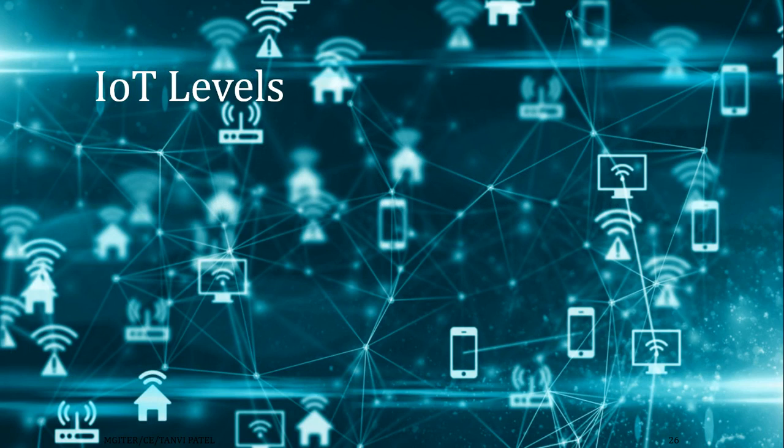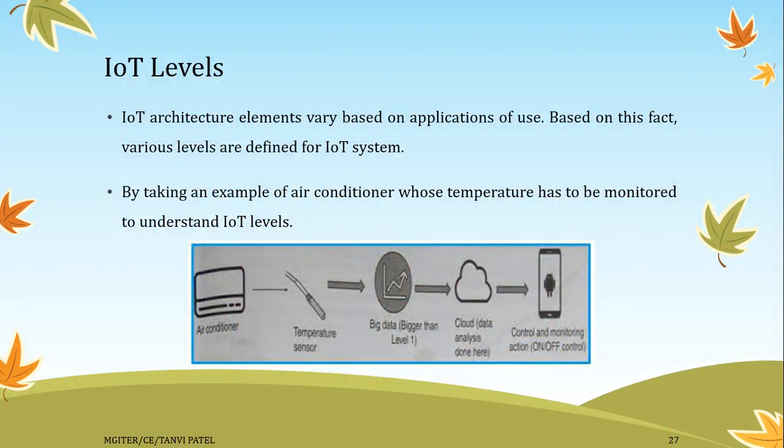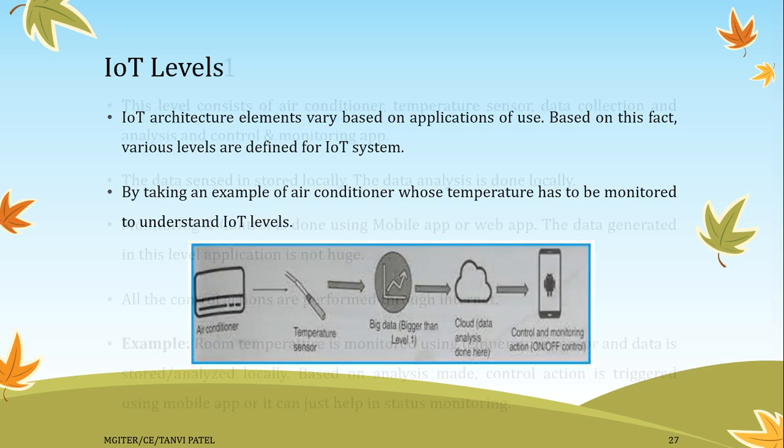Now, the last topic is IoT levels. Here, the IoT architecture elements vary based on the application of use. Based on this fact, various levels are defined for IoT systems. We take the example of an air conditioner whose temperature has to be monitored to understand the IoT levels.